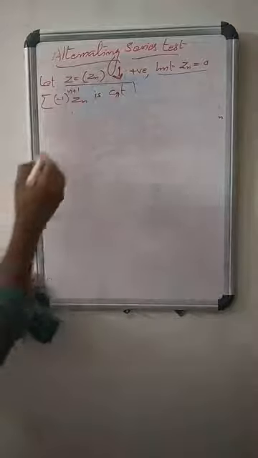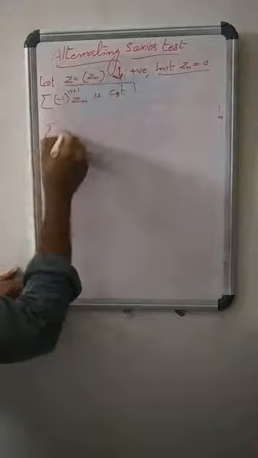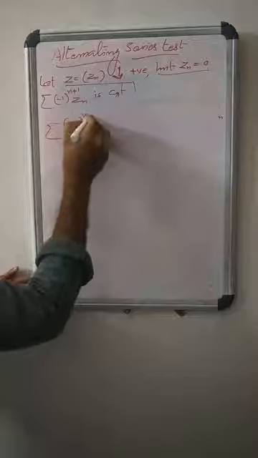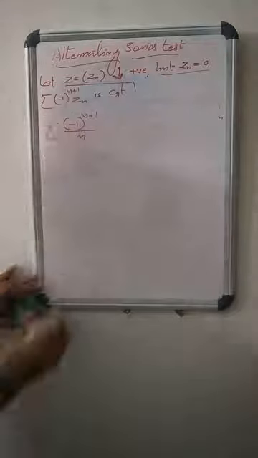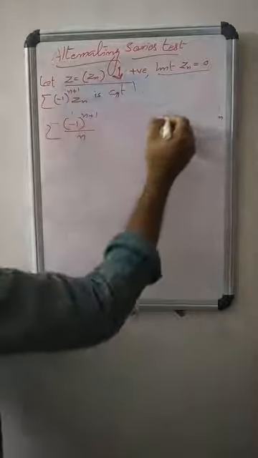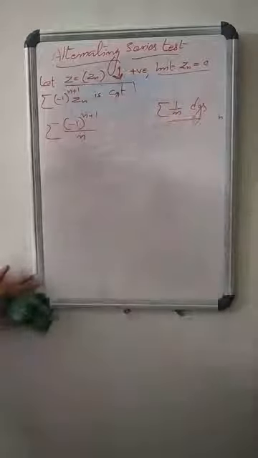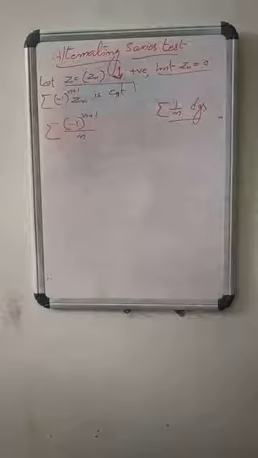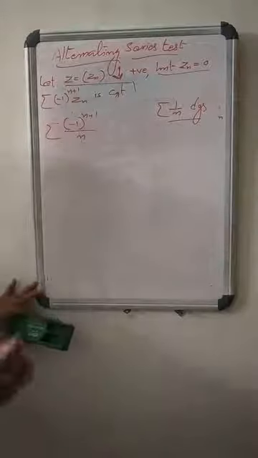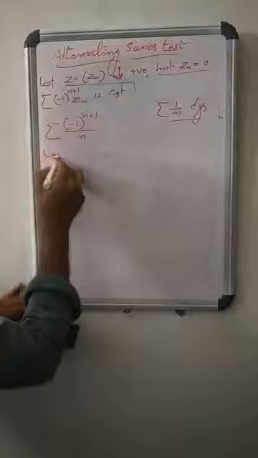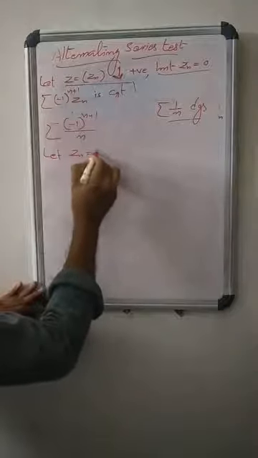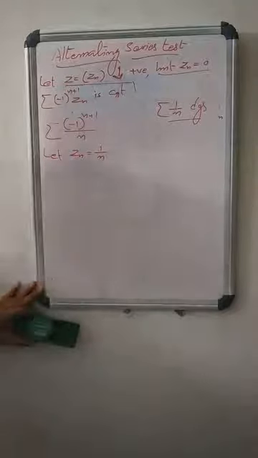Test the convergence of sigma (minus 1) power n plus 1 by n. We already proved that the harmonic series sigma 1 by n diverges. What about the alternating series sigma (minus 1) power n plus 1 by n? Let z_n equal 1 by n.